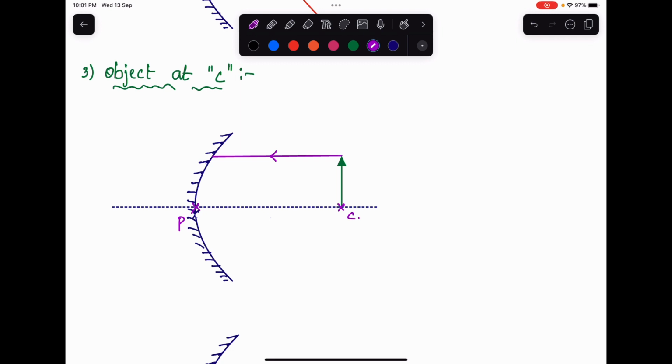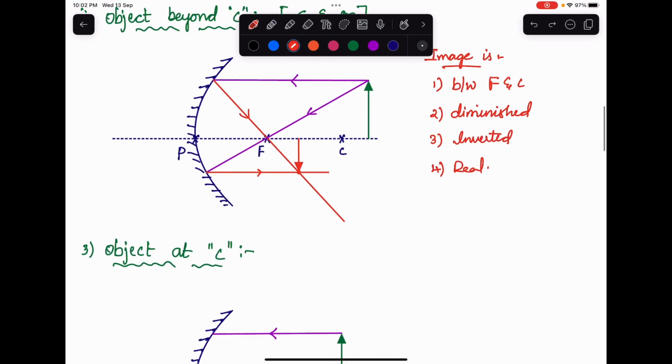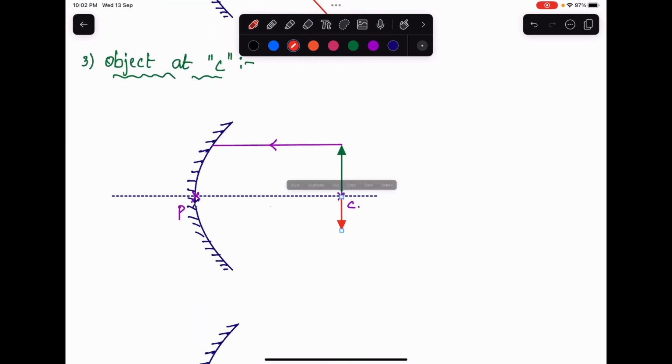Even before doing the diagram, I would like to take the image readily. The object is at the center of curvature, so the image again will be at the center of curvature only. This is the only observation you need to follow, children. Therefore, the reflected ray goes through the focus. So this can be your focus.